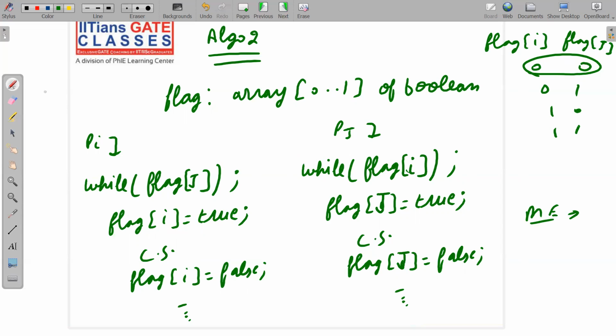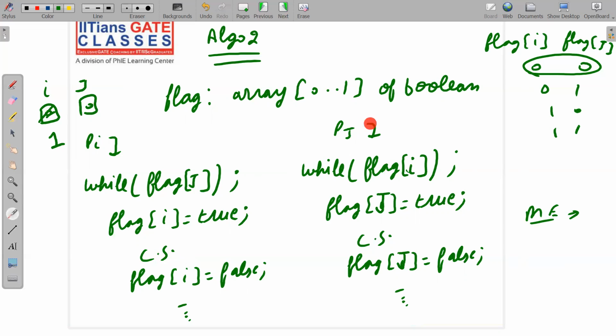Okay, let me write it. So this is i and this is j. So flag i, flag j, both were 0. This is the case number 1. Now it is checking flag j. Flag j is 0. See this, flag j is 0. That's why it will say flag i is equal to true. Flag i true means what? i will become 1. Now it will enter into the CS.